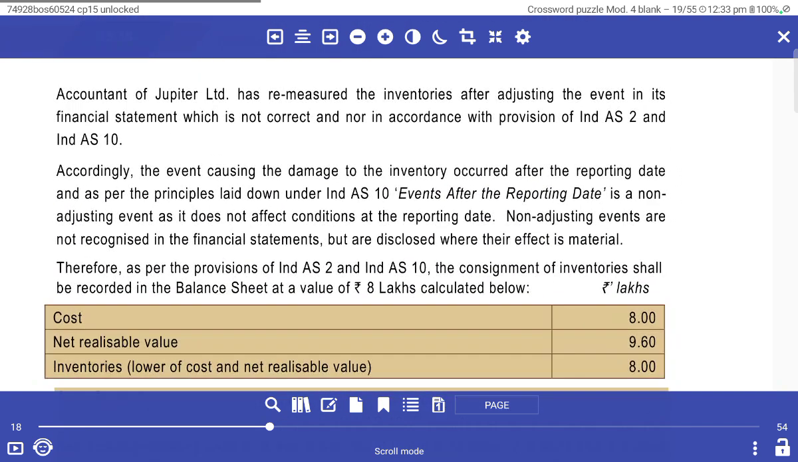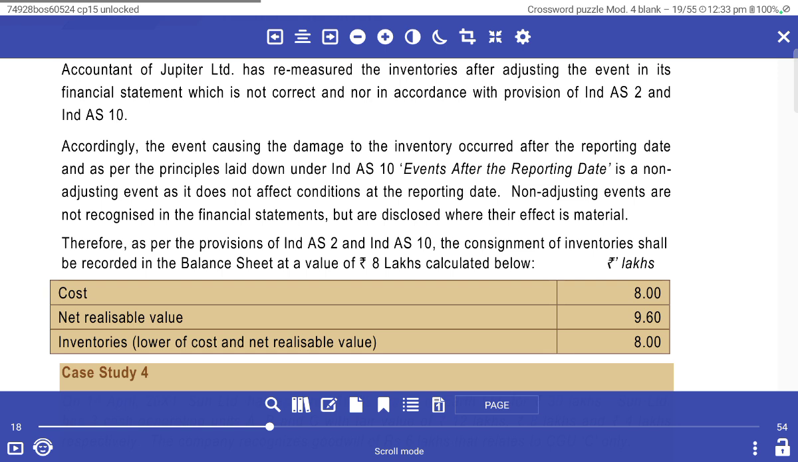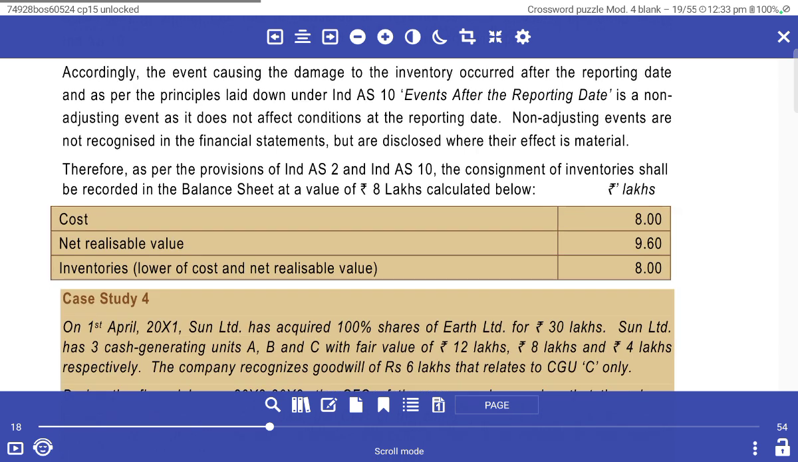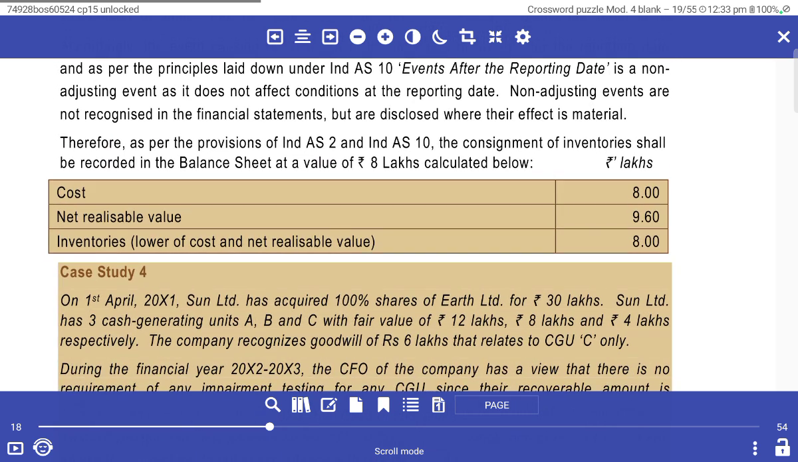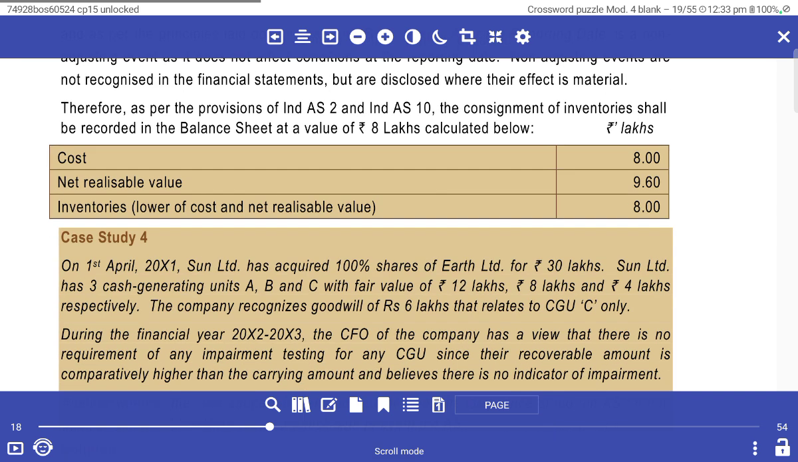The accountant of Jupiter has remeasured the inventories after adjusting for the event in the financial statements, which is not correct and not according to the provisions of NDAs 2. The event causing the damage of inventory occurred after the reporting date. As per the principle laid down in the NDAs on events after the reporting date, this is a non-adjusting event; it does not affect the condition at the reporting date. Non-adjusting events are not recognized in the financial statements but are disclosed if material.